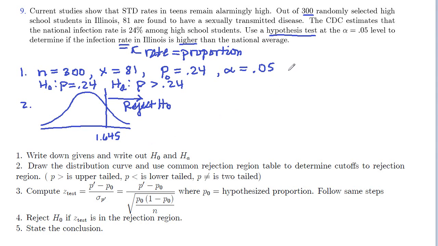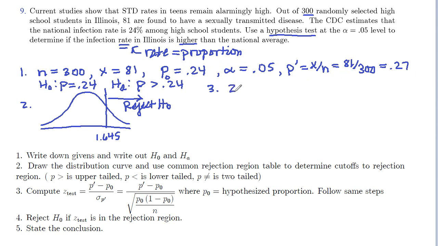And then step 3, compute our test statistic. So that, again, is p prime minus p0. You know what? Let's go ahead and compute our p prime here. That's the sample proportion. That is x divided by n. That's also on the formula sheet. So that's going to be 81 divided by 300. And 81 divided by 300 is 0.27. So that's higher than the 0.24, but is it just due to chance or is it significant?